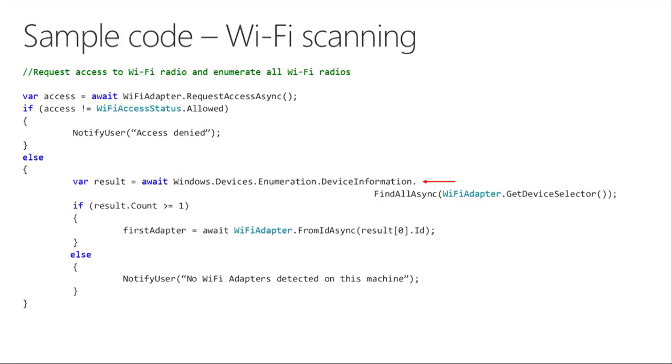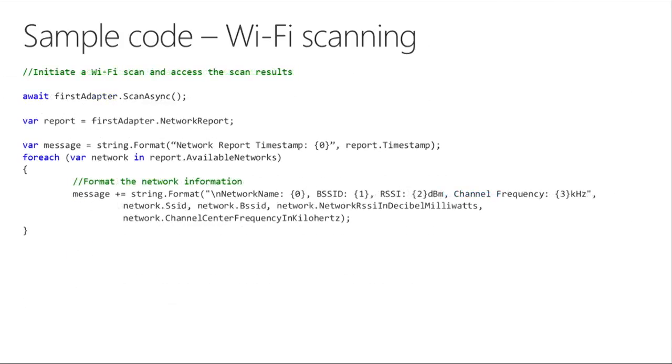I say Wi-Fi adapters because it's entirely possible for a device or system to have more than one Wi-Fi adapter at any time. So if I go here, I FindAllAsync. I use an AQS query string, which is represented here by the WiFiAdapter.GetDeviceSelector call. And then I check to see if I have any results. If I do have one, then I will just take the first adapter, which is returned by this call, usually just the default adapter, and then I can go and start my scanning operation.